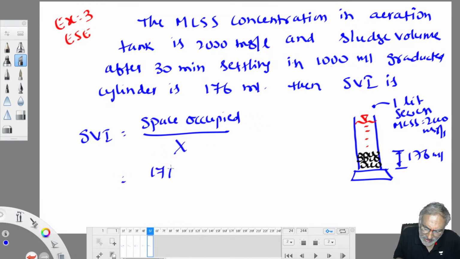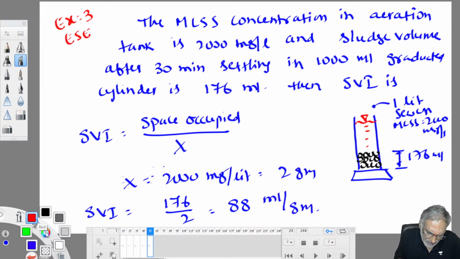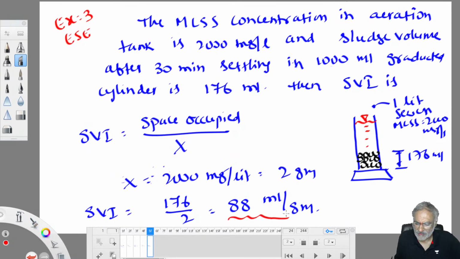Okay, space occupied is 176. MLSS you substitute in grams. So 2000 milligram per liter means how many grams? 2 grams per liter. So 2 grams. Therefore sludge volume index is 176 by 2. It is 88 gram per ml, 88 ml per gram, sorry. That was the answer for this question. That's how you can calculate.